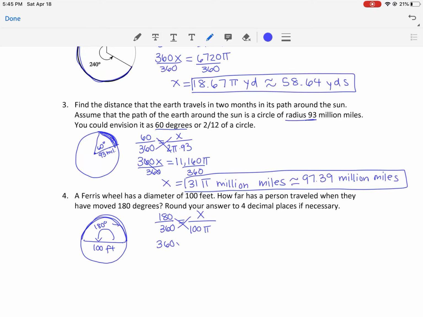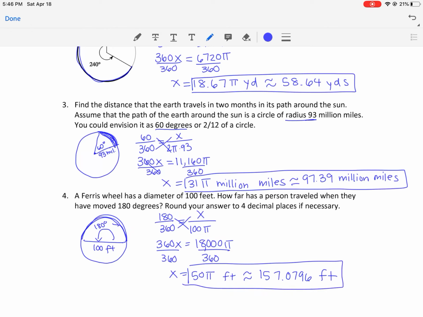So let's cross multiply. We get 360x equals 18,000 pi. Divide both sides by 360. And our exact answer is x equals 50 pi. In this case, it's feet, right? Which is approximately, we multiply that times pi, 157.0796 feet. I want to use 4 decimals, that's a lot, okay.